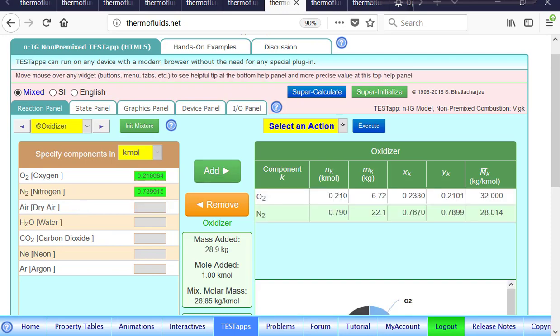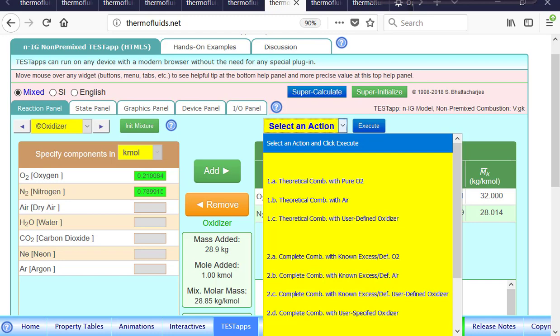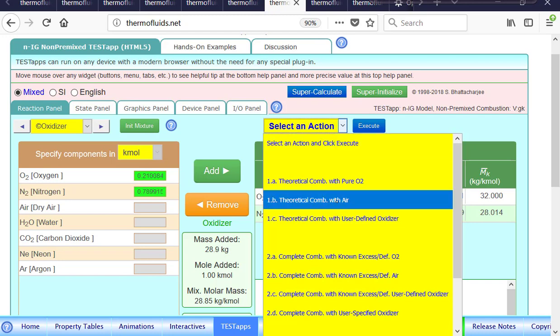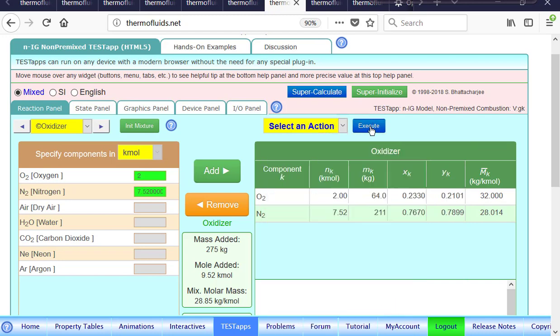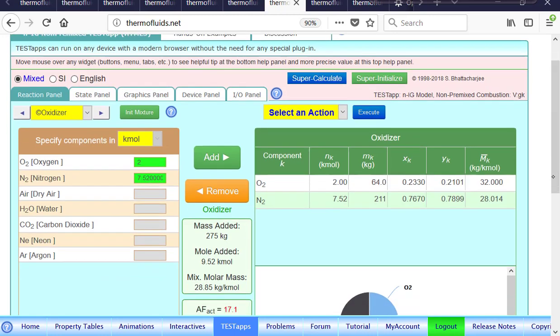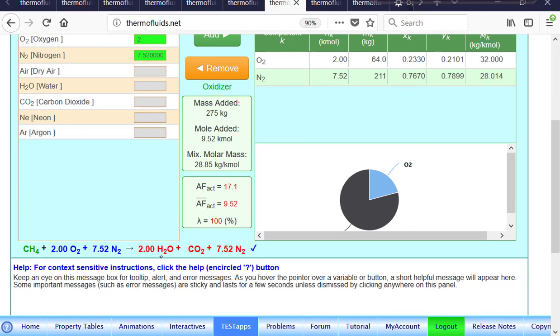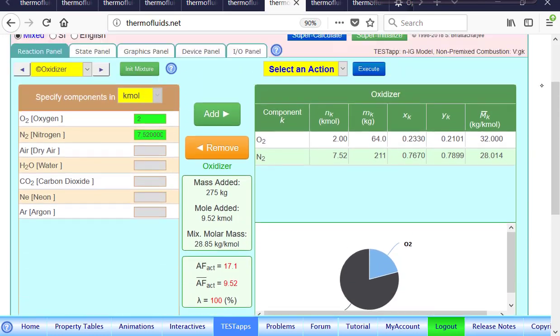If we want a standard reaction, we can just go there and say theoretical combustion with air and execute that. That will make sure the air is picked up and the reaction is completely balanced. You notice that the air-fuel ratio on the mass basis and mole basis are already calculated and shown.